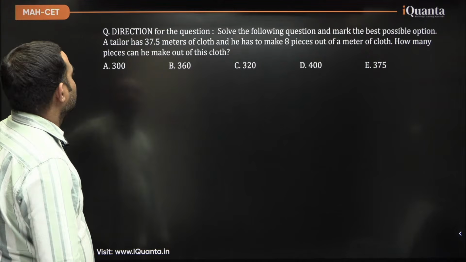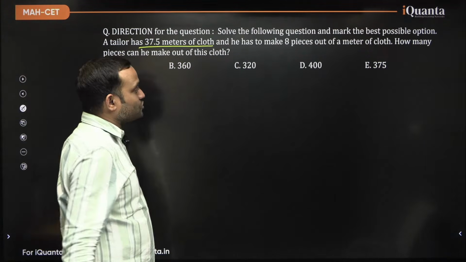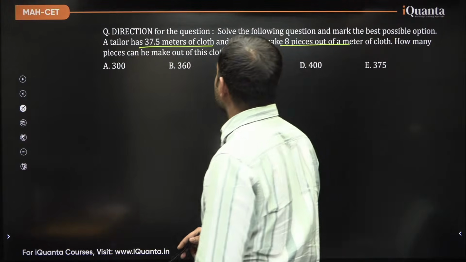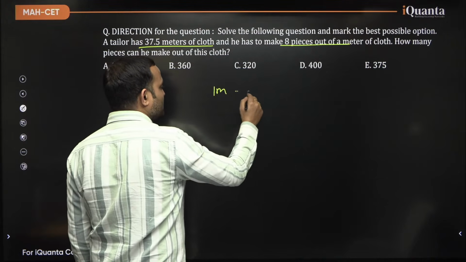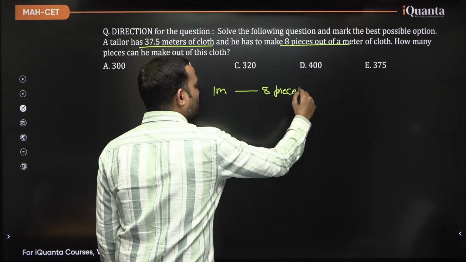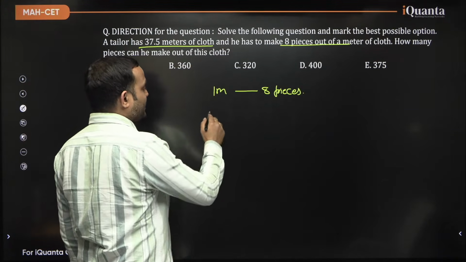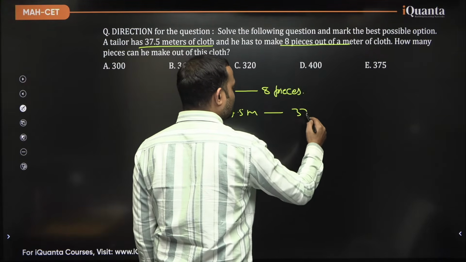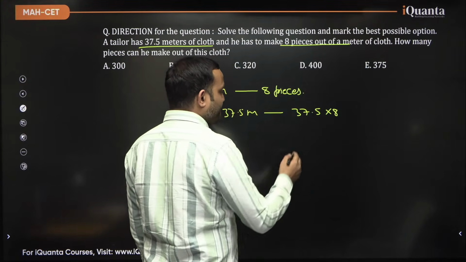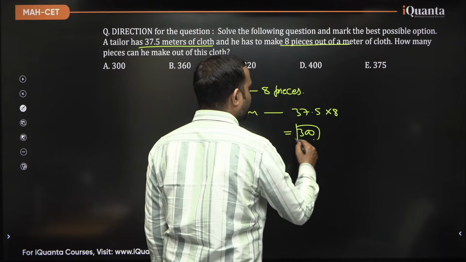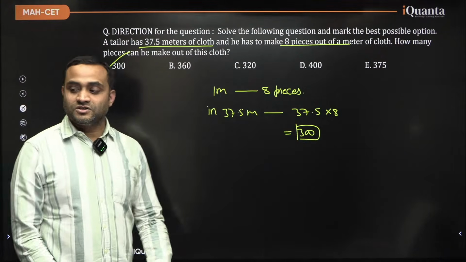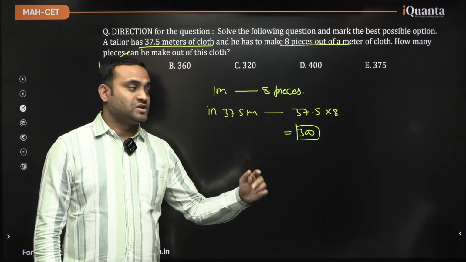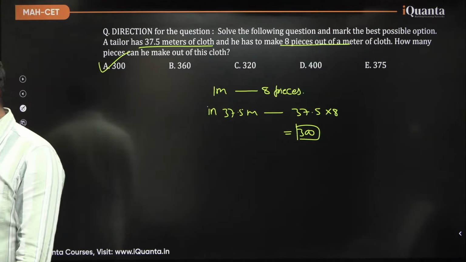Okay, let's see this. A tailor has 37.5 meters of cloth and he has to make 8 pieces out of a meter of cloth. How many pieces can he make out of this cloth? So 1 meter, 8 pieces. So what we can say, in 37.5 meters, he will be able to make 37.5 into 8, and that is equal to 300 pieces. Straight away, this is nothing but the unitary method. You need to multiply it. 1 meter, 8 pieces, 37.5 meters, 37.5 into 8. So that is correct.